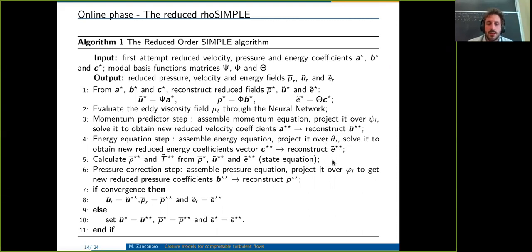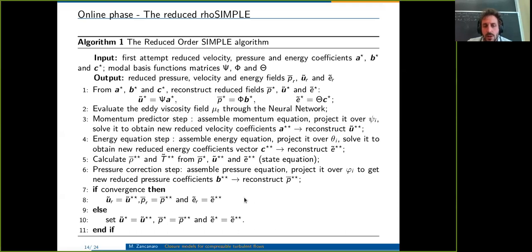And at this point, you have to exploit the state relation between, let's say, the thermophysical variables, so that you can evaluate the density rho star star and temperature T star star. And at the end, you just assemble, project, and solve the pressure equation, so that you finally get also your P star star.